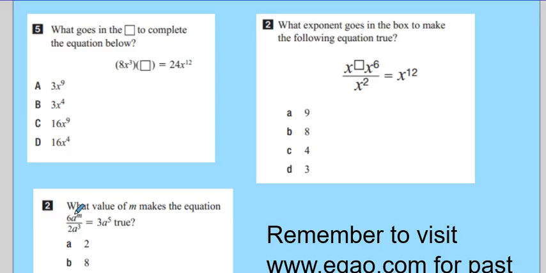In the first one, it says, what goes into the square to complete the equation below? So you have an expression, 8 times x to the power of 3 times something, and that equals 24x to the power of 12. What would be your strategy to solve this?